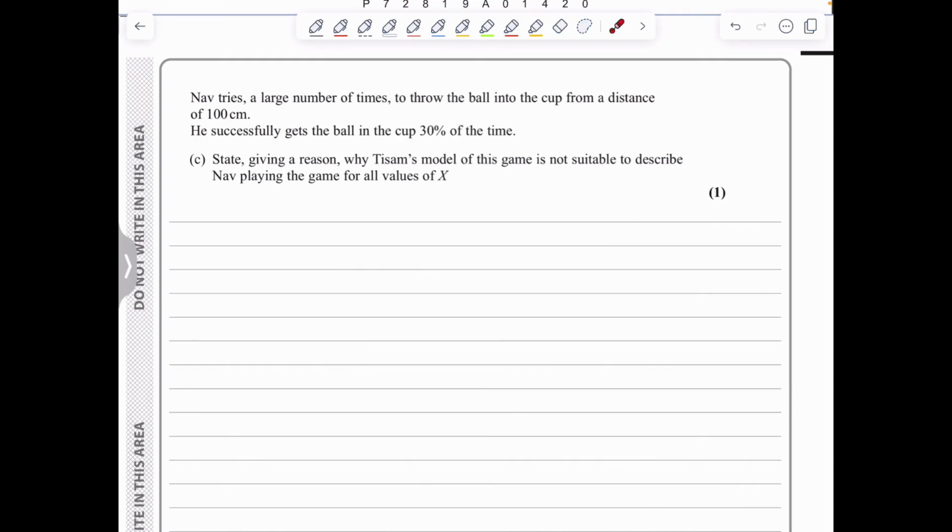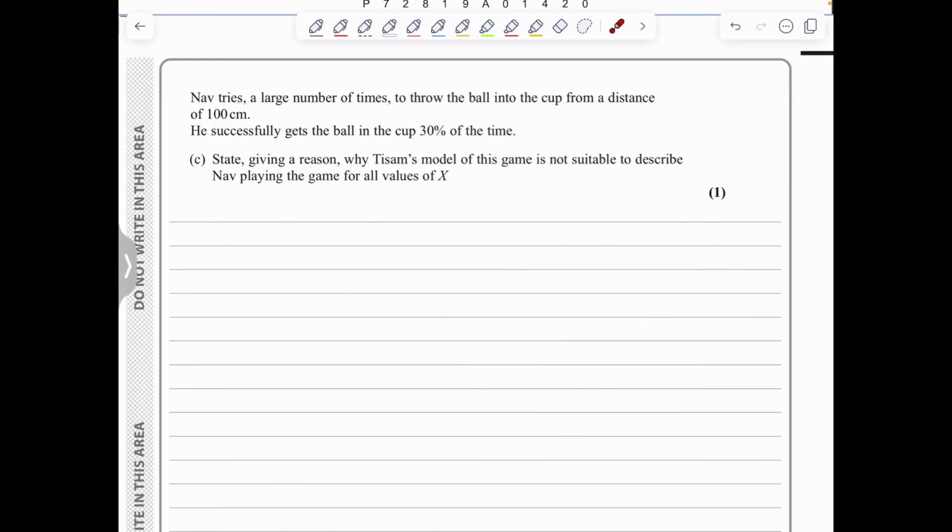Now Nav tries a large number of times to throw the ball into the cup from a distance of 100 centimeters, and he successfully gets the ball in the cup 30% of the time. We need to state, giving a reason, why this model of the game is not suitable to describe Nav playing the game for all values of X.